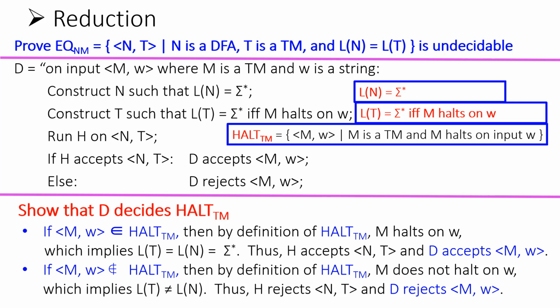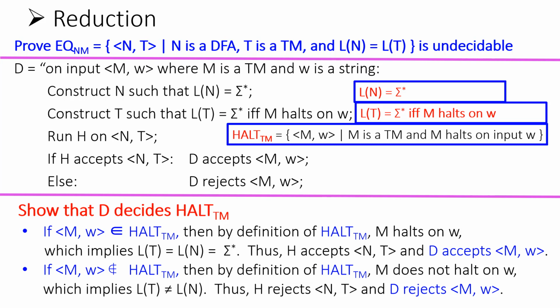In the other case, if ⟨M, w⟩ is not in HALT_TM, then by definition of HALT_TM, M does not halt on w, which implies L(T) is not equal to L(N). Thus, H rejects ⟨N, T⟩ and D rejects ⟨M, w⟩. So in both cases, D correctly accepts and rejects strings. And D is a decider. So D decides HALT_TM.